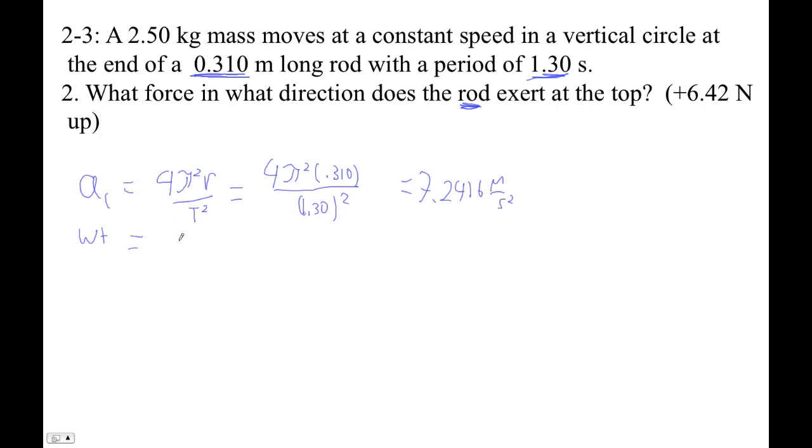Okay, weight is just mg, right? So that's 2.5 kilograms times 9.81 newtons per kilogram. I'm going to store the acceleration in A, and then 2.5 times 9.81, I'm going to store that in W for weight. That's 24.525.